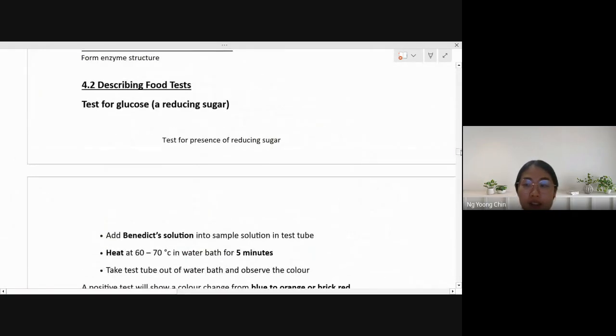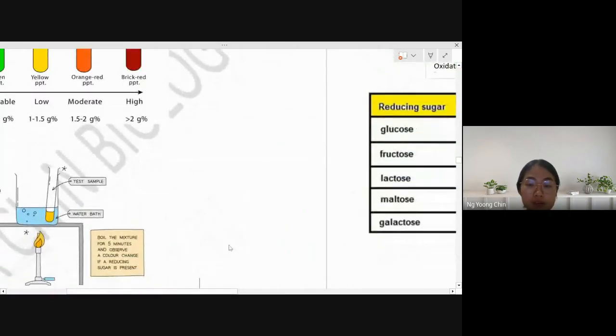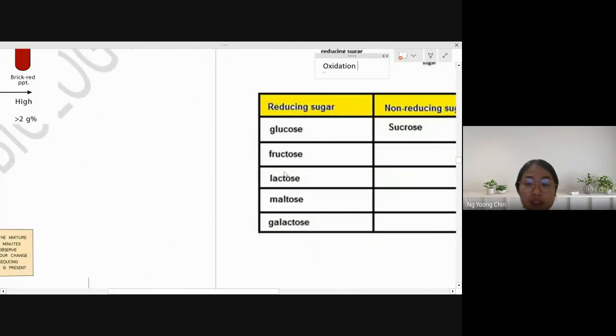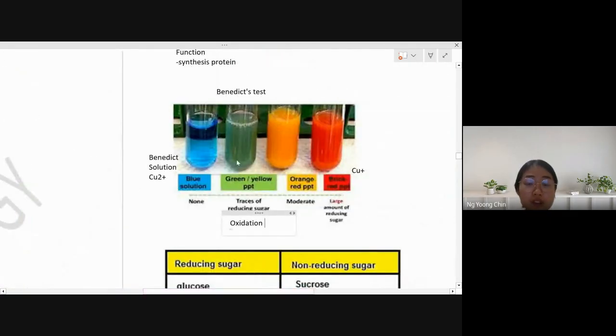So if there's a reducing sugar, which is glucose, fructose, lactose, maltose, galactose, found inside the solution, this will cause the solution to change color. Initially from blue, to green, to orange, then at the end it becomes the brick red precipitate. This is the color that we want. We want to see it become the brick red precipitate, which means there's a large amount of reducing sugar inside the solution. If there's a green or orange color, it means there's only a small amount of reducing sugar.